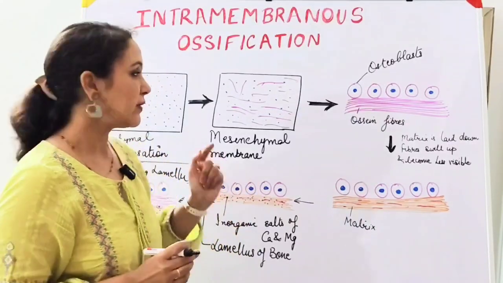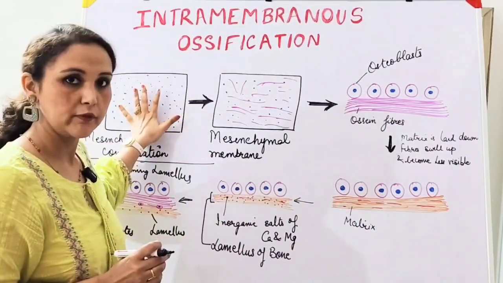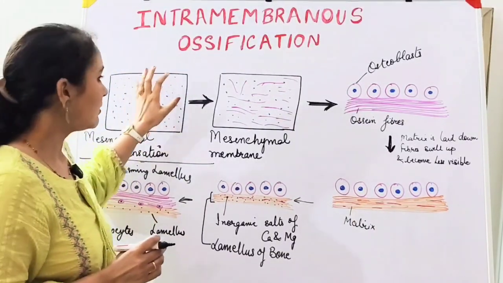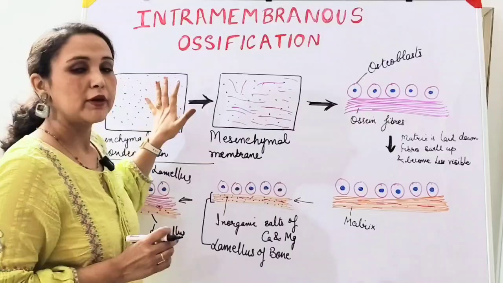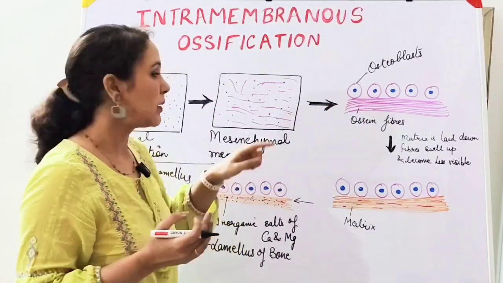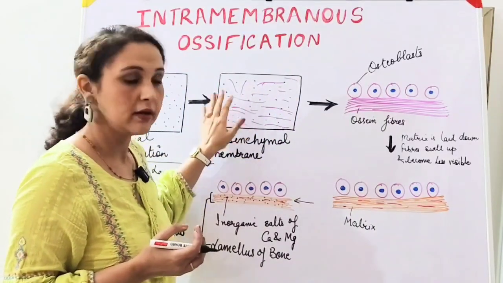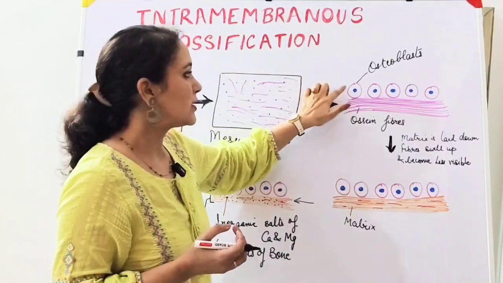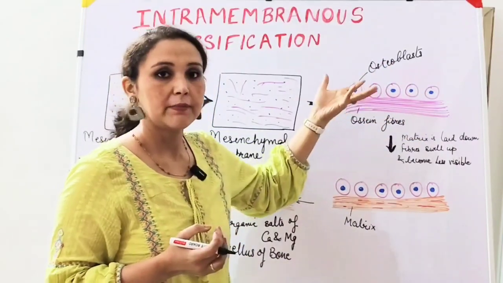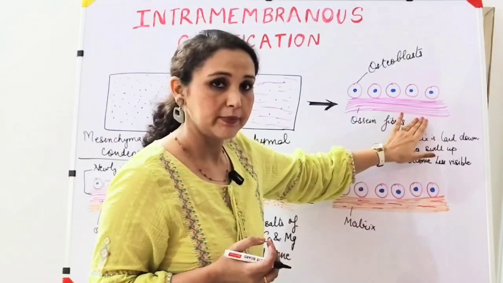A quick revision of everything. A mesenchymal membrane is laid down where the bone is to be formed. That means the mesenchymal cells condense. Then few of them, because mesenchymal cells can form any kind of cell, form the fibroblasts, which lay out the collagen fibers. Now this structure is known as the mesenchymal membrane. Few of them enlarge and form osteoblasts. Osteoblasts obviously have the power to form the bone. So they will lay down the ossifying fibers.